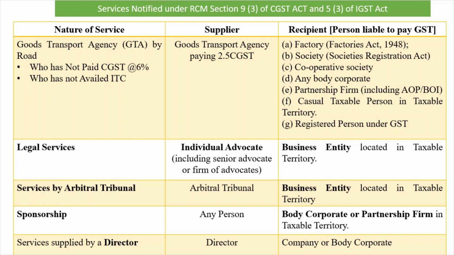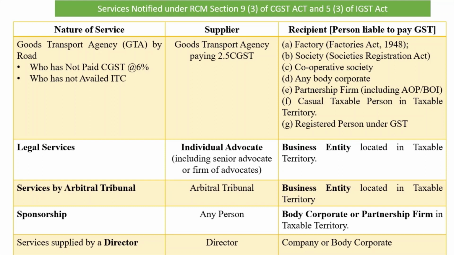अगर GTA ने 12% पे फॉरवर्ड चार्ज के बेसिस पे टैक्स पे किया है, then it is not subject to reverse charge. ये यहाँ पे आपको बात याद रखना है कि अगर GTA ने 2.5% में टैक्स पे किया है तो ही रिवर्स चार्ज एप्लीकेबल होगा. अगर GTA ने 12% में टैक्स पे किया है तो then reverse charge applicable नहीं होगा, and in that case supplier is liable to pay GST.